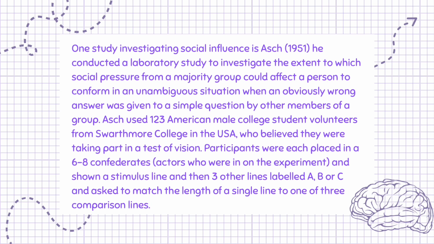they were taking part in a test of vision. Participants were each placed in a group with 6 to 8 confederates, actors who were in on the experiment, and shown a stimulus line and then 3 other lines labeled A, B or C and asked to match the length of a single line to one of 3 comparison lines.